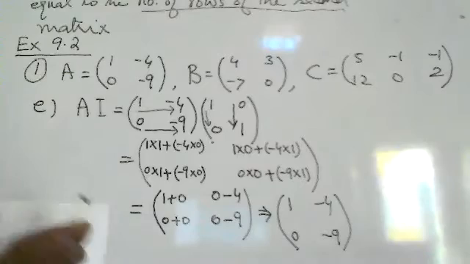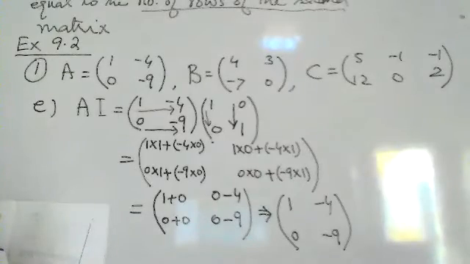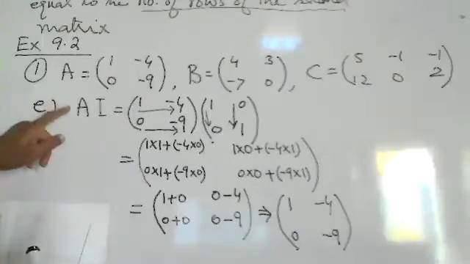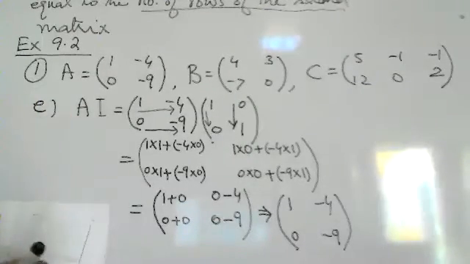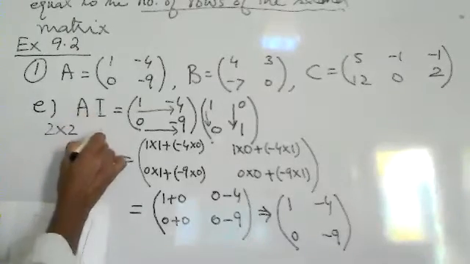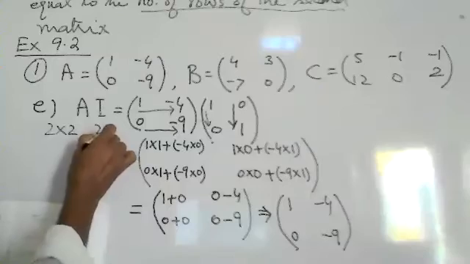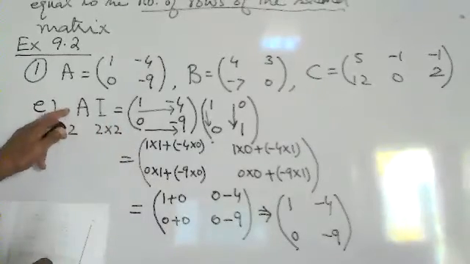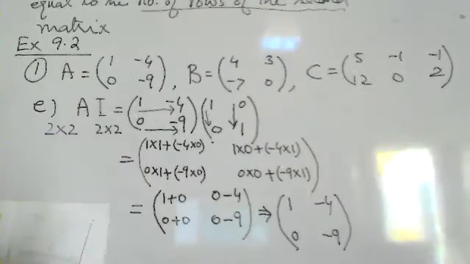Okay. Again, I am telling you how to do the multiplication. First of all, we have to check whether the two matrices can be multiplied or not. So this is A into I. First we write the size of A. A is 2 by 2, so I should also be 2 by 2. A may be a square or not, but I should be a square matrix.